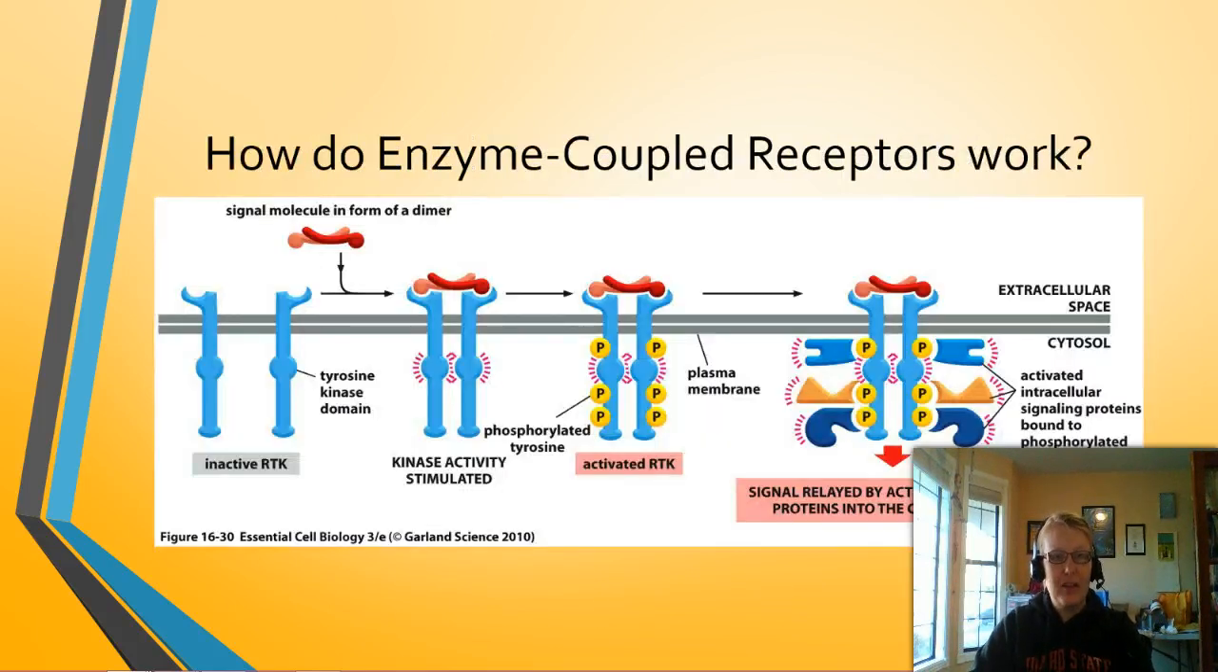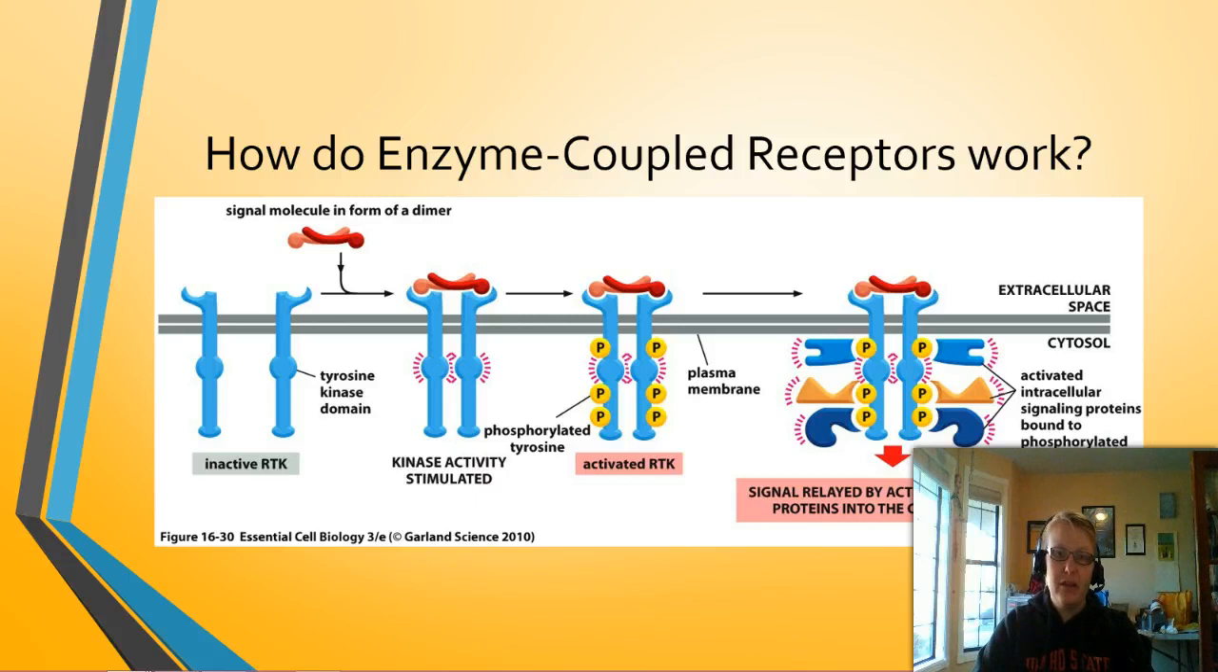So as I mentioned, enzyme-coupled receptors work by forming dimers. Now, they can be heterodimers or homodimers. They're not always specific, and it just depends on the specific enzyme that we're talking about. And as you can see here, we have some RTKs here. And what happens is they bind to their signal molecule, and they come together, forming this dimer. That activates that kinase region right there in the middle, that big knob. And what this does is it causes phosphorylated tyrosine. And this is an activated RTK.